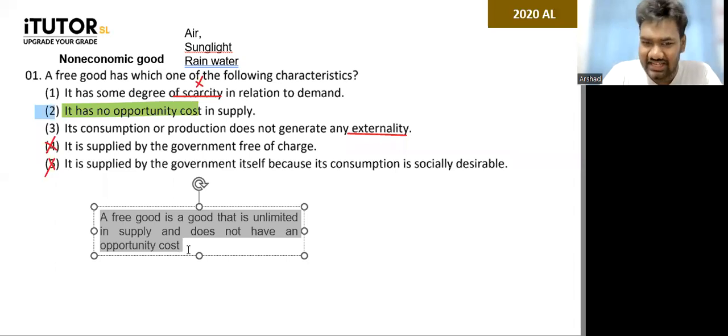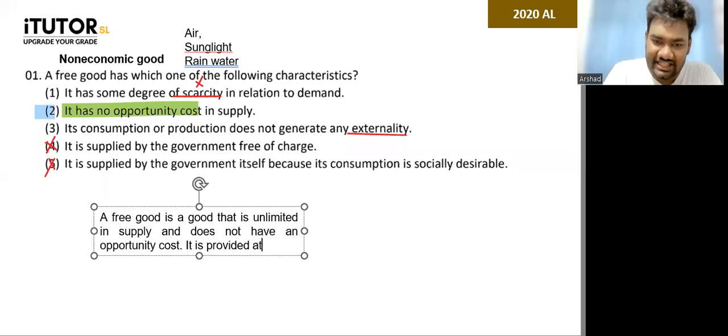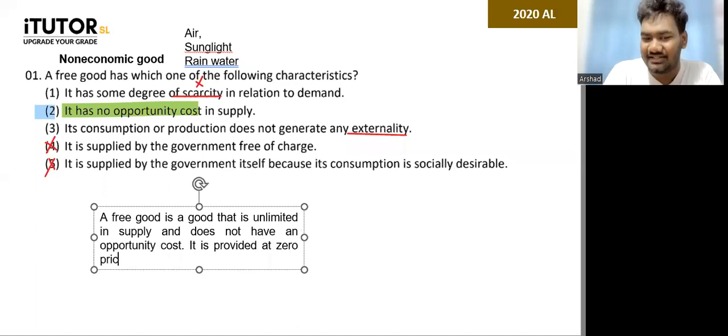Then you can say, in addition to this, it is provided at zero price. Now, why zero price, guys? You have an unlimited amount of this, so you can't charge a price. You can't charge a price for the air that you breathe. You have unlimited, so anyone can come and use it. So there is no real price. In addition to that, you can talk about having no ownership. You can talk about all of that. So those are the basics.